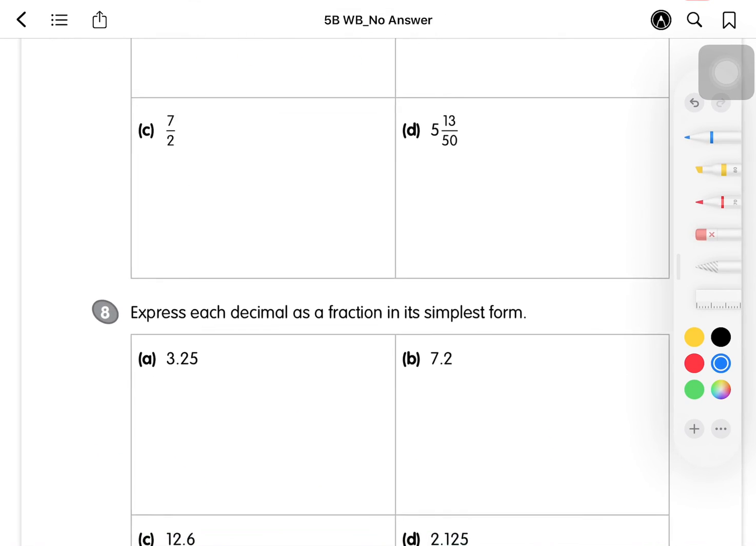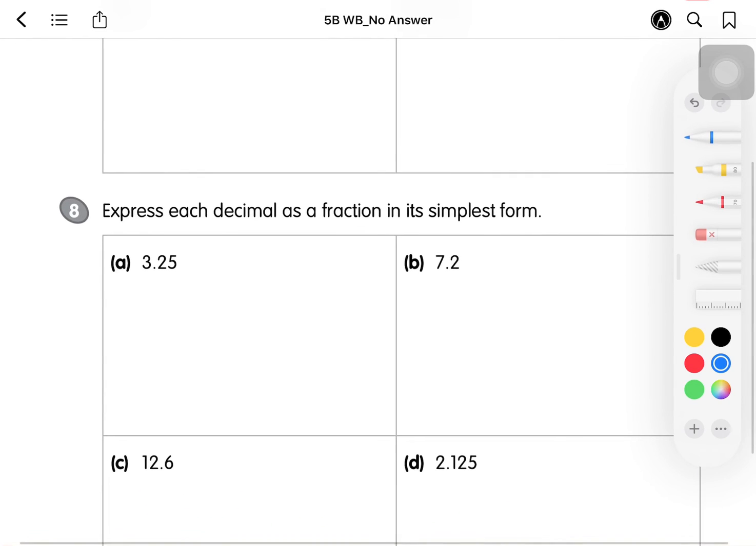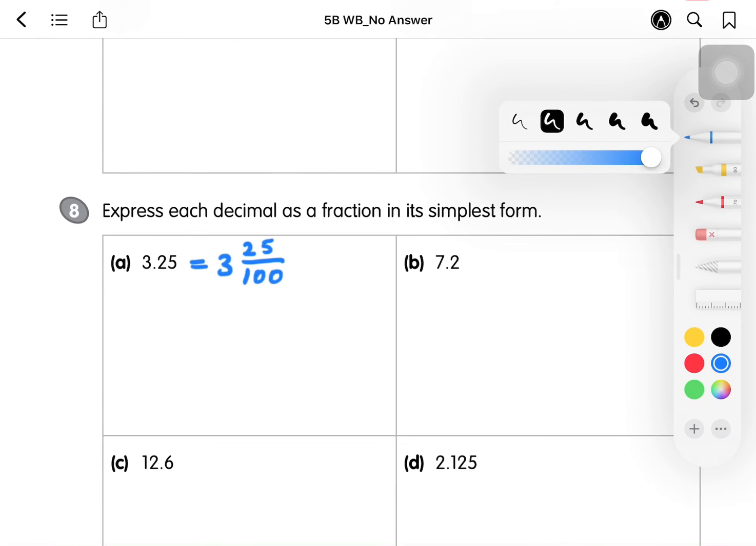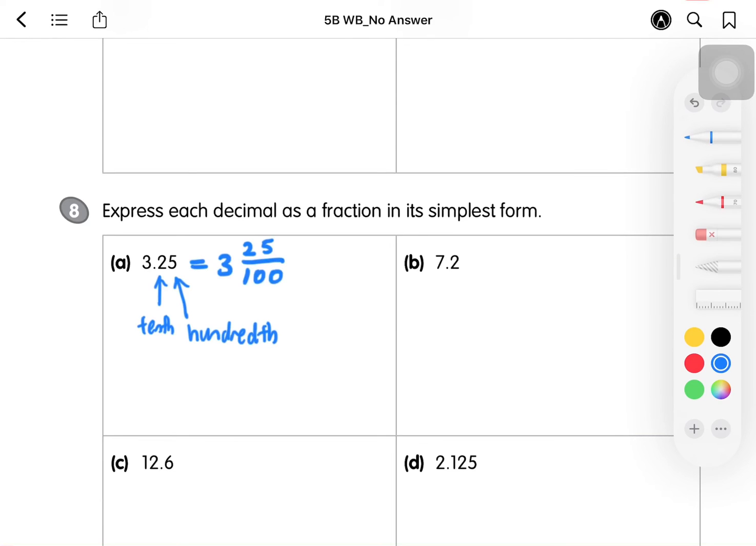So same thing for decimal into fraction. So 3.25, I have 3.25 out of 100. How do I know it's out of 100? Just for revision again, because this is the 10th place and this is the 100th place. Always go back to your place value chart to check. So with that, go and simplify your fraction. 25 and 100 can be divided by 5.